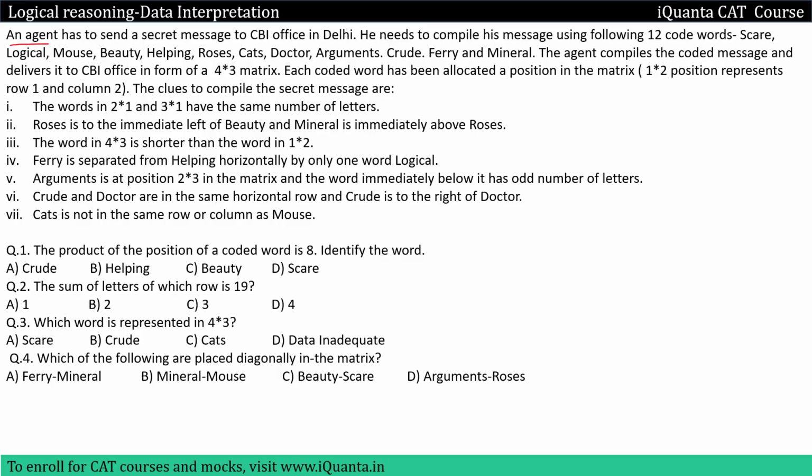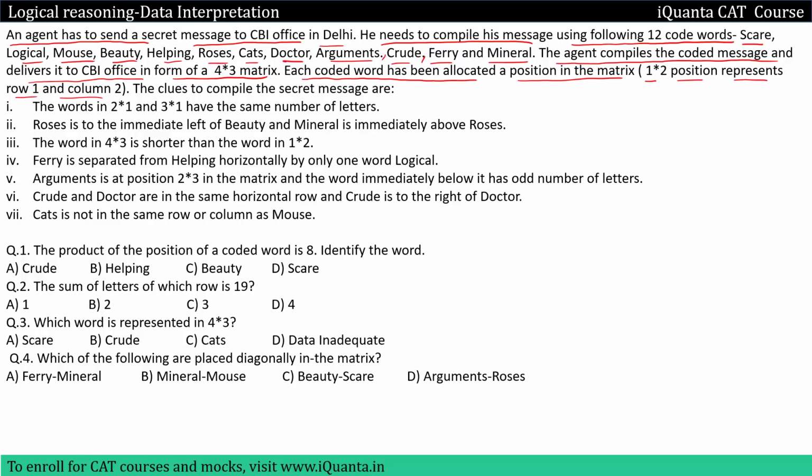So the question is, an agent has to send a secret message to CBI office in Delhi. He needs to compile his message using the following 12 code words: scare, logical, mouse, beauty, helping, roses, cat, cats, doctor, arguments, then crude, ferry and mineral. So these are the 12 words. The agent compiles a coded message and delivers it to CBI office in the form of a 4x3 matrix. So he'll arrange all these words in a matrix. Each coded word has been allocated a position in the matrix. So in every position we have one word in the matrix. So 1x2 position represents row 1 and column 2.